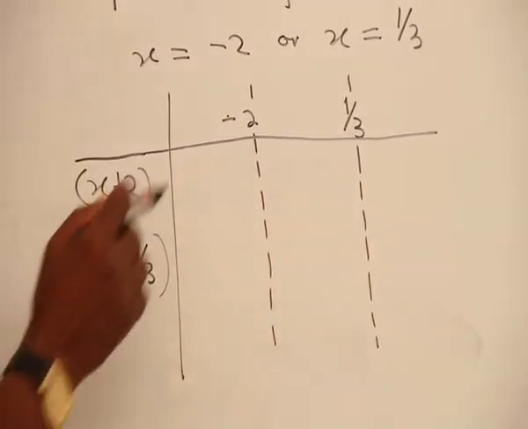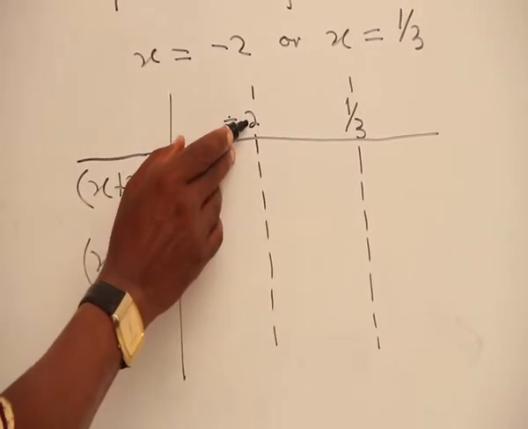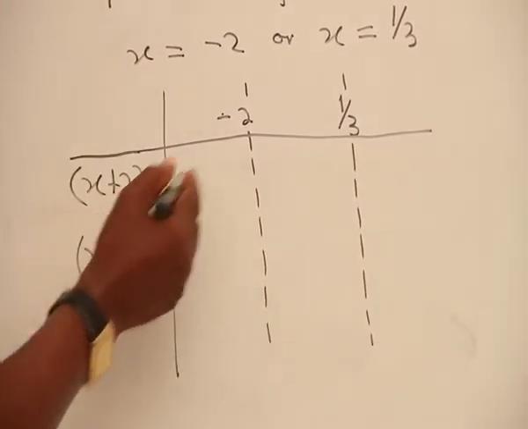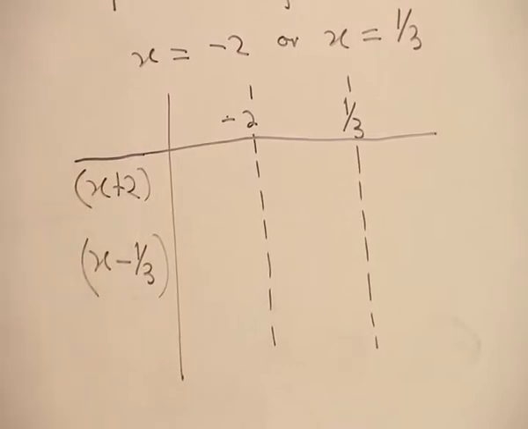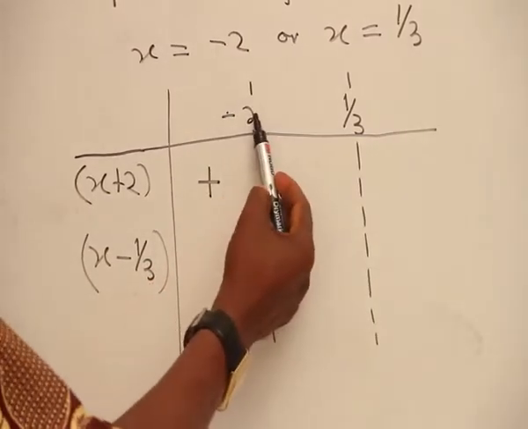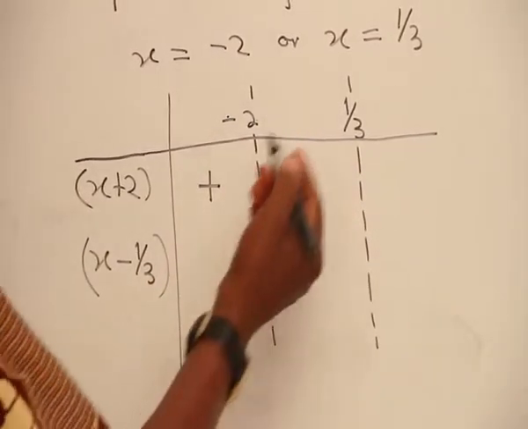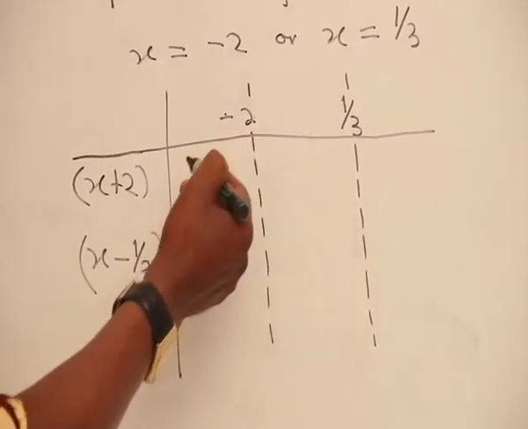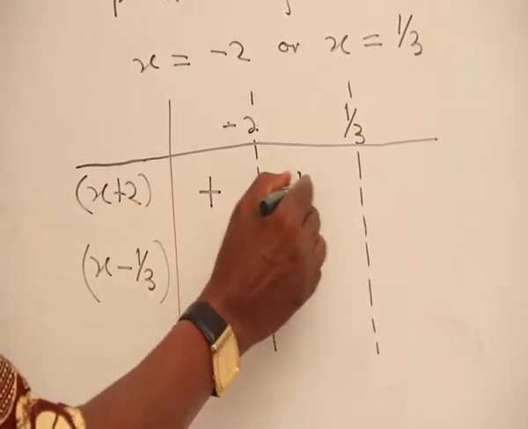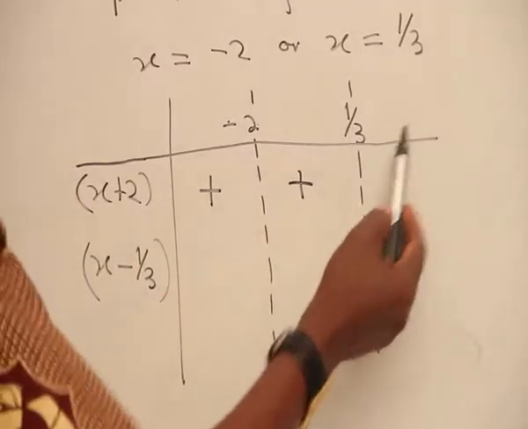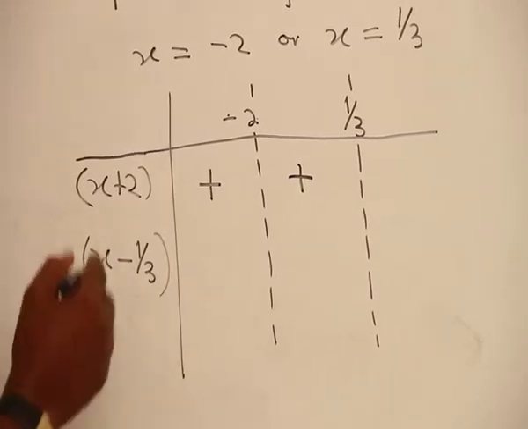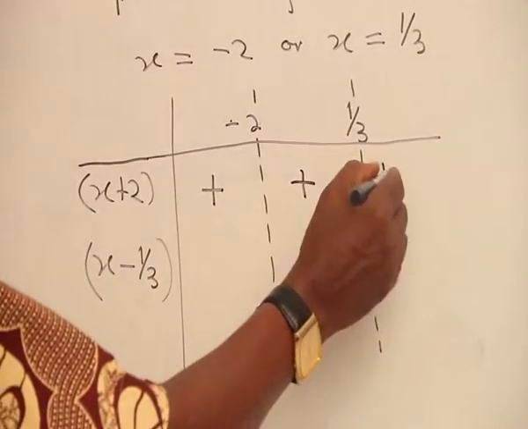So now, if our s is -2 here, we take any value below -2 to the left of -2. So let's take -3. -3 plus 2 is -1, which is negative. You write the sign there. You now take any value between -2 and 1/3. Obviously 0 is there as a value, or -1, whichever one. If s is 0, 0 plus 2 is 2, which is positive. Then we now take a value that is above 1/3. Let's take maybe 1, which is greater than that. So 1 plus 2 will also give you a positive sign.